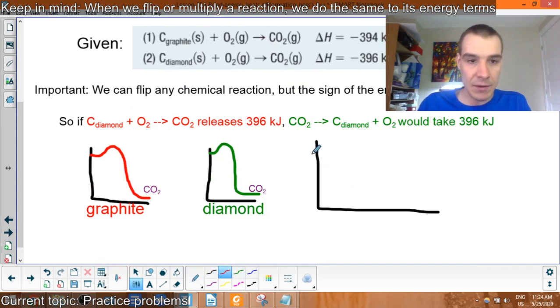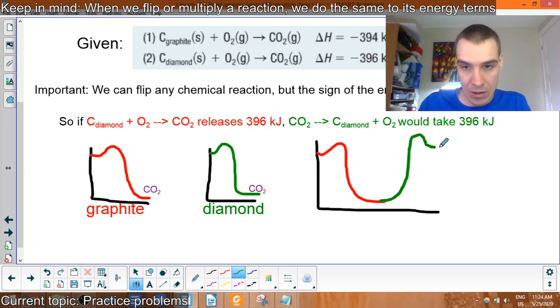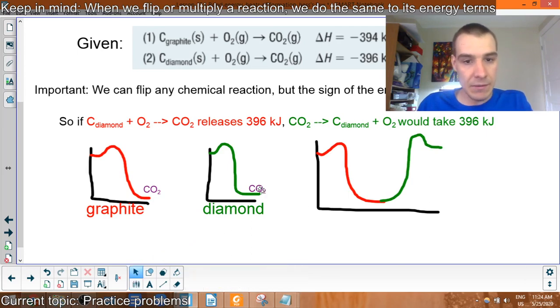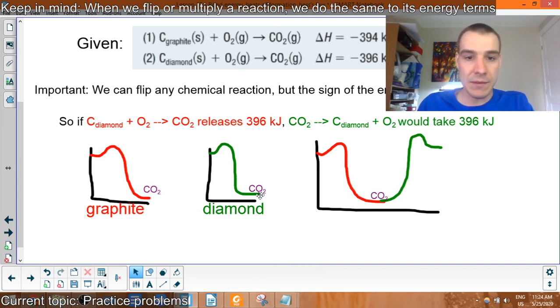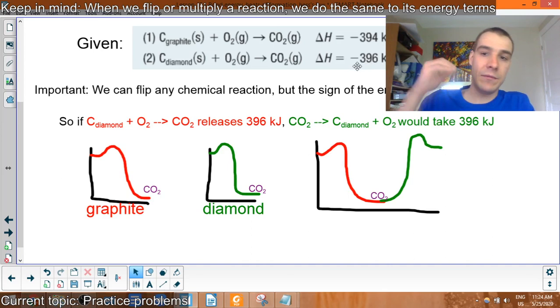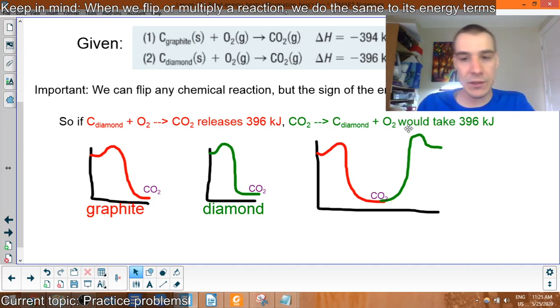We'll take our graphite, which starts here, comes up, comes down, goes to CO2. And then that CO2, right, can become diamond. So what we've done is chained the two reactions through the CO2 at the bottom here, and we have to flip this diamond reaction. And when we flip it, it reverses the sign. If it releases energy going one way, it has to take the same amount of energy going the other way.